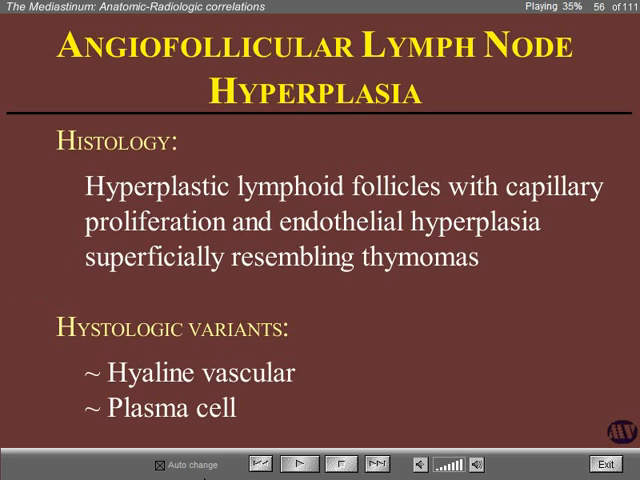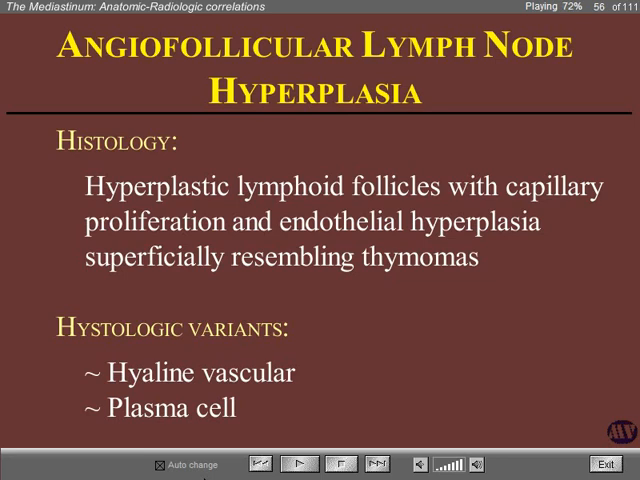Angiofollicular lymph node hyperplasia or Castleman disease is characterized histologically by hyperplastic lymphoid follicles with capillary proliferation and endothelial hyperplasia superficially resembling thymoma. This is a very hypervascular lesion that enhances when we do a computed tomography. When we biopsy the lesion, it can bleed, and when looking at the signal intensity on enhanced MR examination, we note the increase in the signal, which reflects the hypervascularity. Very few tumors are as hypervascular as lymphoid hamartoma or Castleman disease. When a hypervascular mass is noted in the mediastinum and we consider a tumor, we have to suspect the Castleman disease in the differential diagnosis.